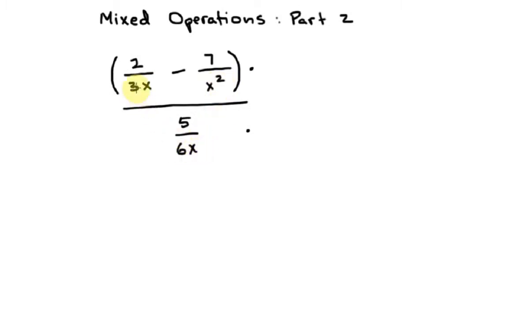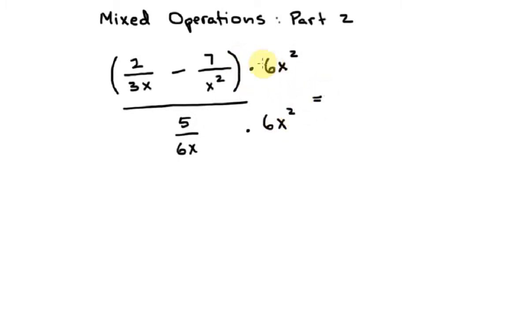So look at the numbers. You got a 3 and a 6. So the smallest number you're going to have to multiply by is 6. And then we have an x, two x's, and another x. So if I have x squared, that should do the trick. So let's see what happens here.